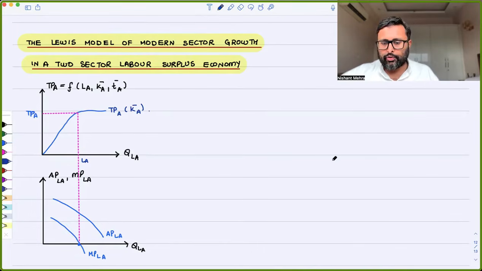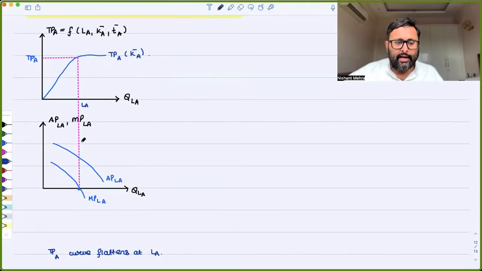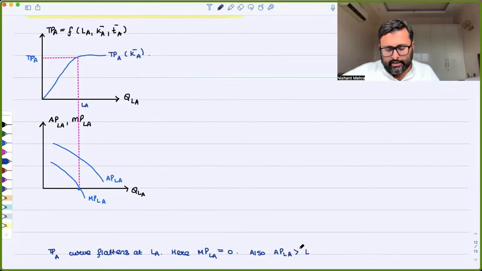So you might also want to write one line. This is also important. So you have the TPA curve flattens at LA, right? Here, MPLA is zero. Also, APLA is greater than MPLA.